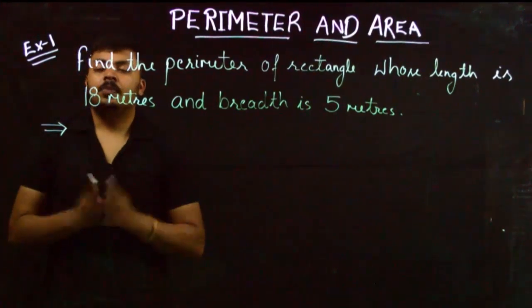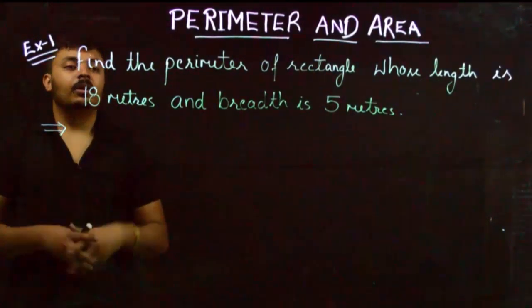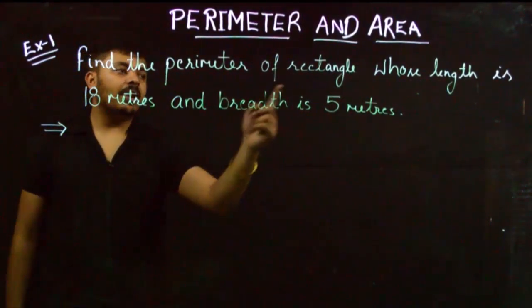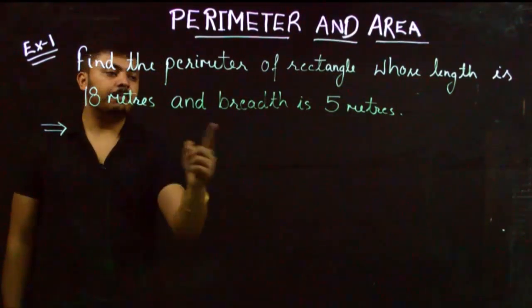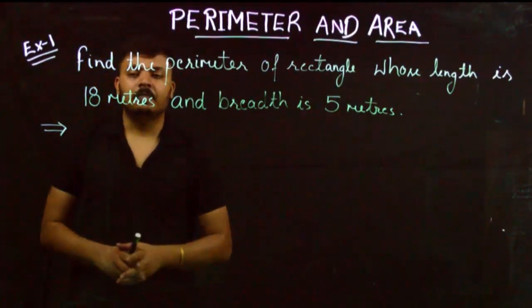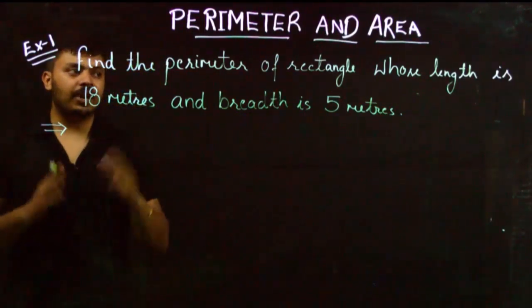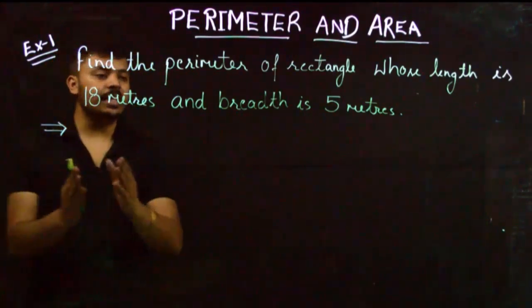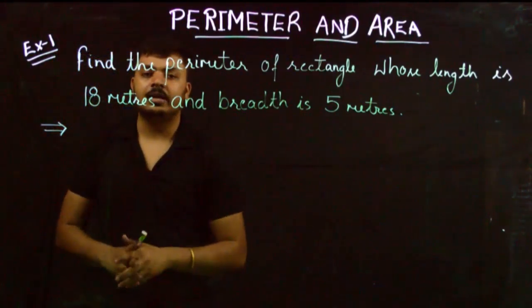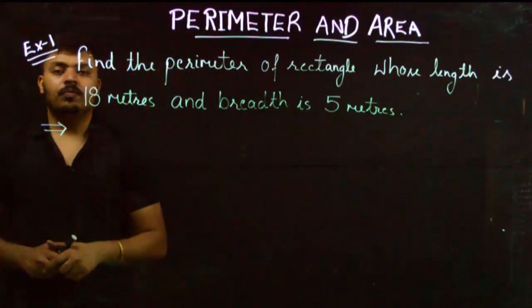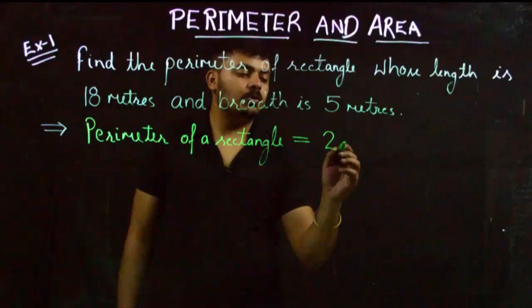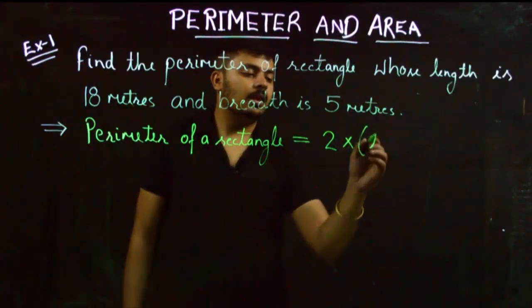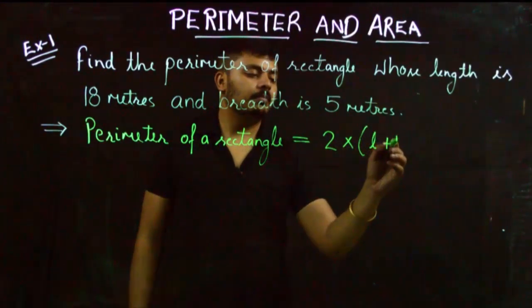So students, now look at example number 1. Find the perimeter of a rectangle whose length is 18 meters and breadth is 5 meters. So we have to find the perimeter of the rectangle and we are given the length and breadth of the rectangle. So as you know, perimeter of a rectangle is equal to twice the sum of length plus breadth.